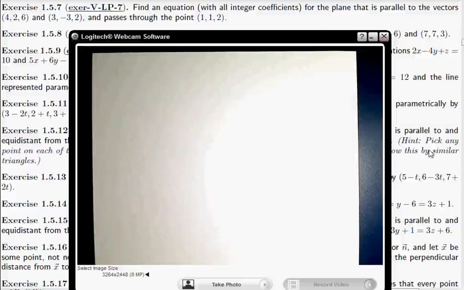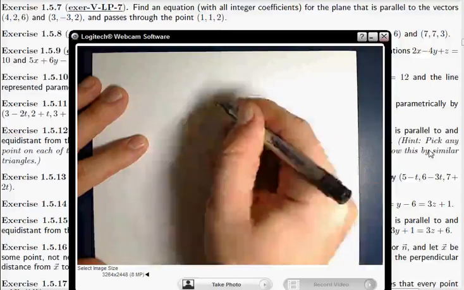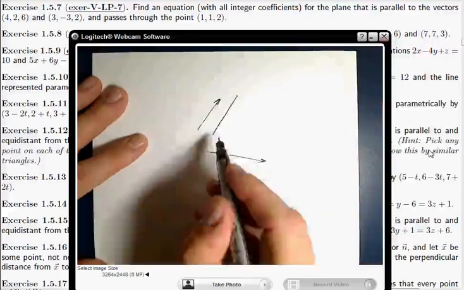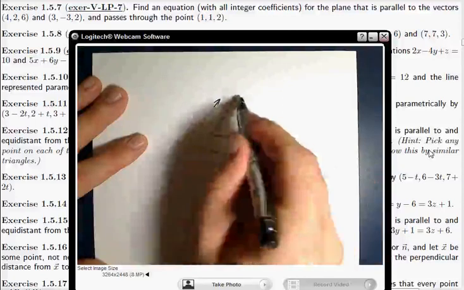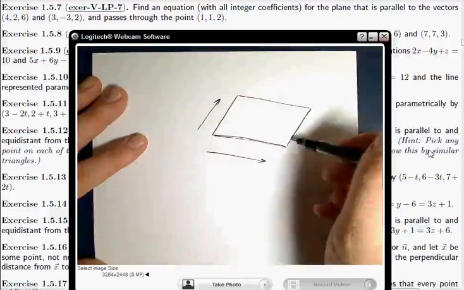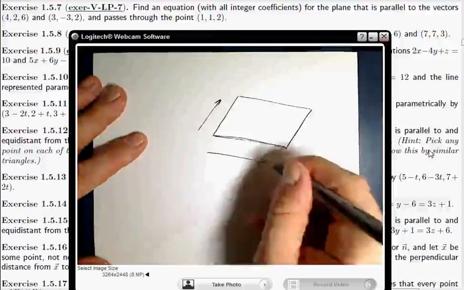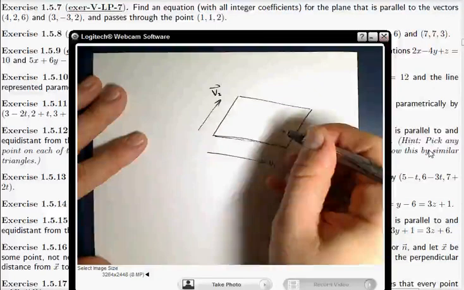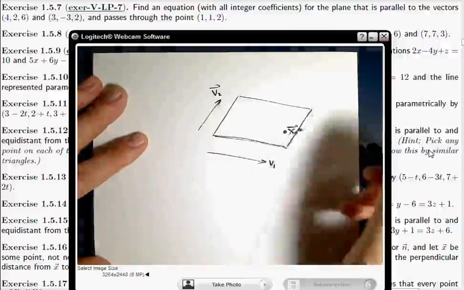Okay, LP7. So we have two vectors given, and I want to find a plane that's parallel to both of them. I want to find a plane that's parallel to both of them. Let's see, I didn't give these names. Let's call these V1 and V2. And that goes through a particular point, x naught. And that x naught is given, it's a 1, 1, 2.